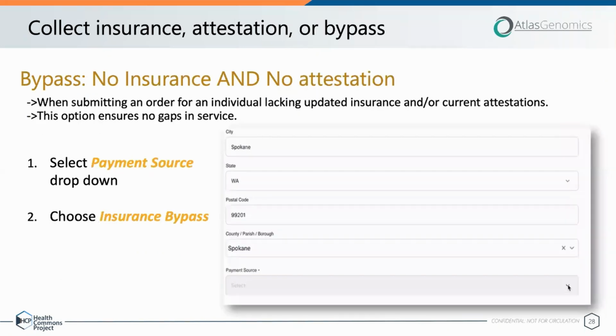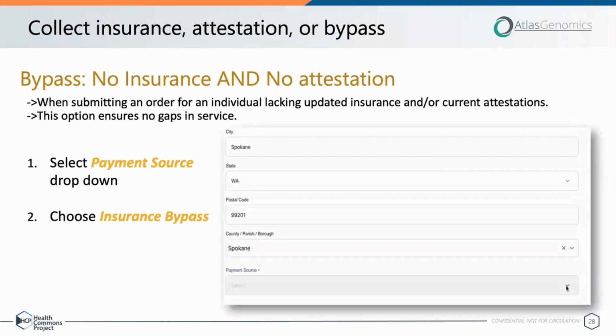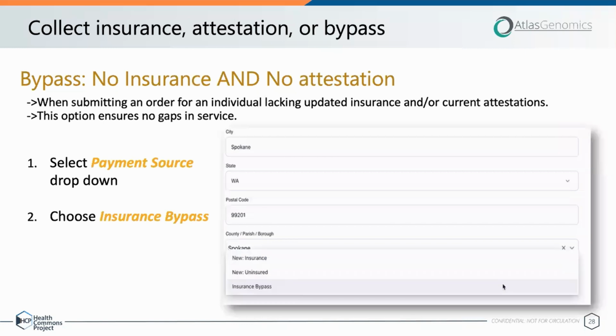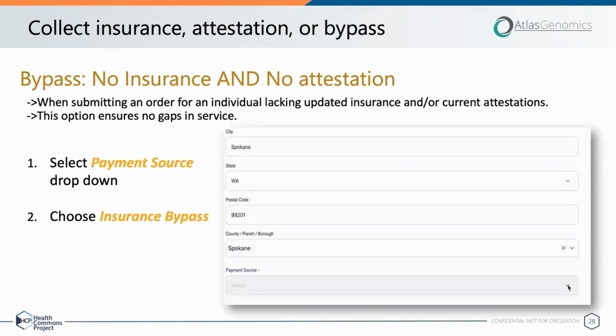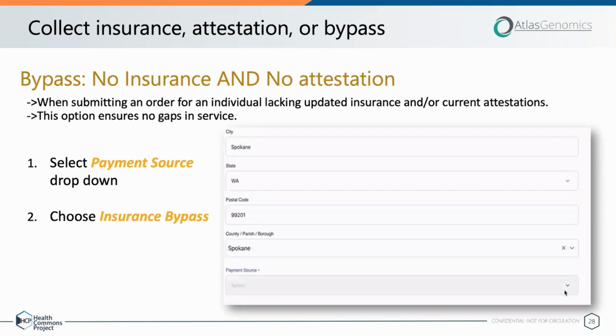The insurance bypass feature on TestDirectly, and for our lab and even for the state, is meant for those who may not have enough information in the system, meaning they haven't created a TestDirectly account or they've never been tested before, and you try to get in touch with the parent or guardian and you're just not able to.